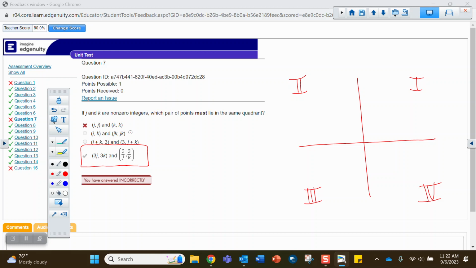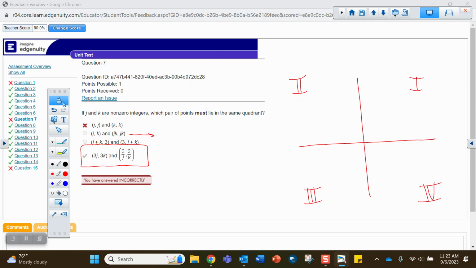Oh, and I guess I skipped over this second one. The reason why this second one doesn't work is if J and K are both negative, that puts you in the third quadrant, but then if you multiply two negatives together, now you have positives, which would then move this point into the first quadrant. So there's only one that works there.